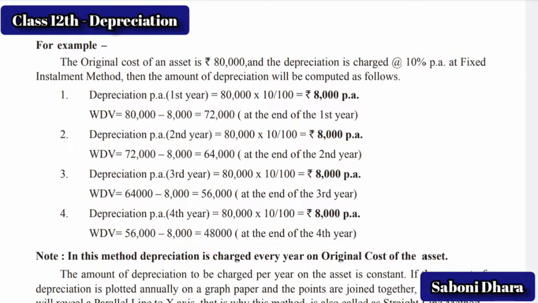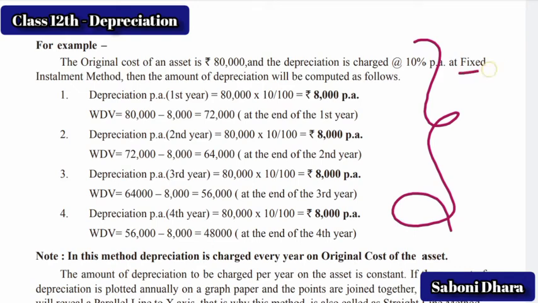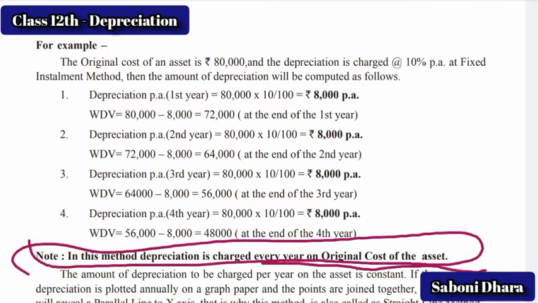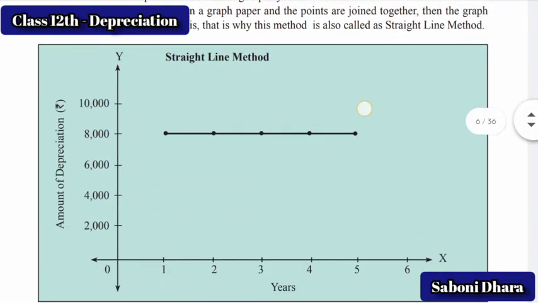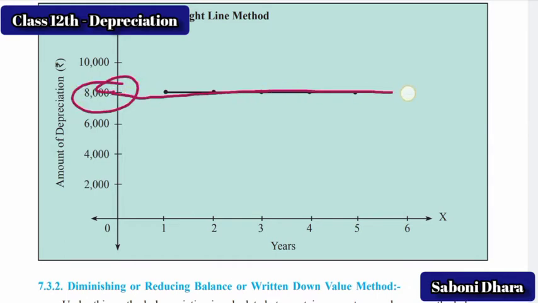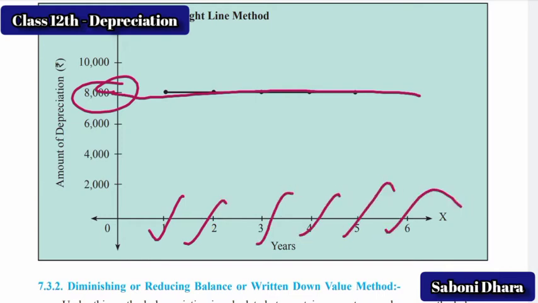So this is the method of calculating depreciation as per the fixed installment method, which is written already in the question. In this method, the depreciation is charged every year on the original cost. Here you need to understand, this is a very important line. This is what is called the straight line method, because the amount is not going to change. That's why 8,000 is there for each and every year, that is first year, second year, third year, fourth year, fifth year and sixth year.